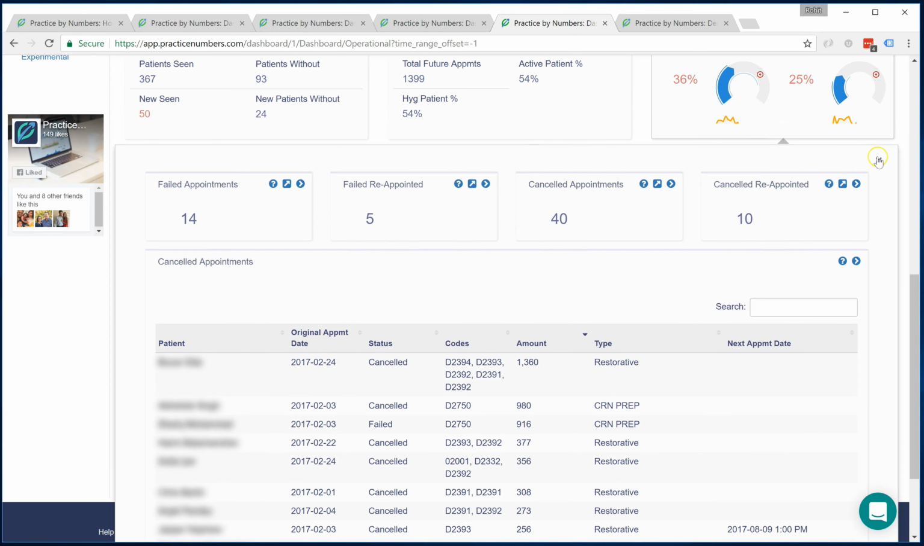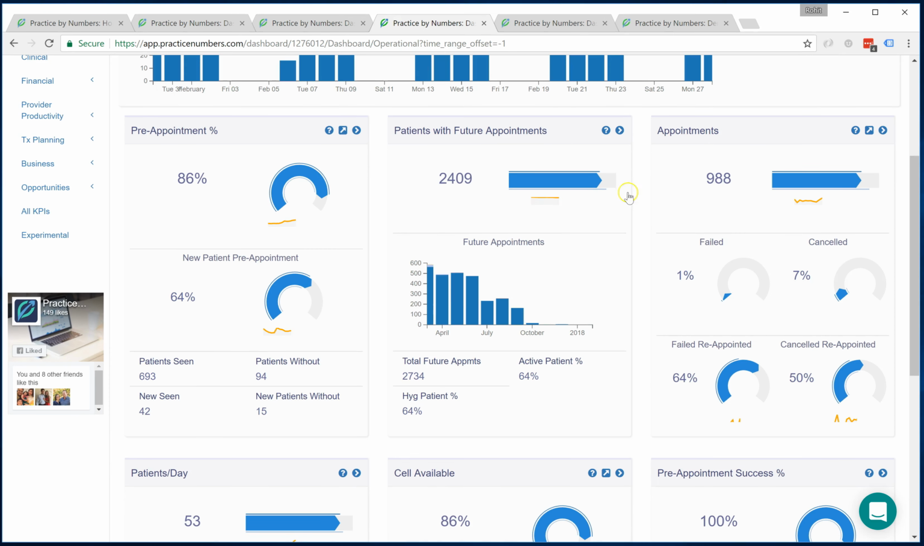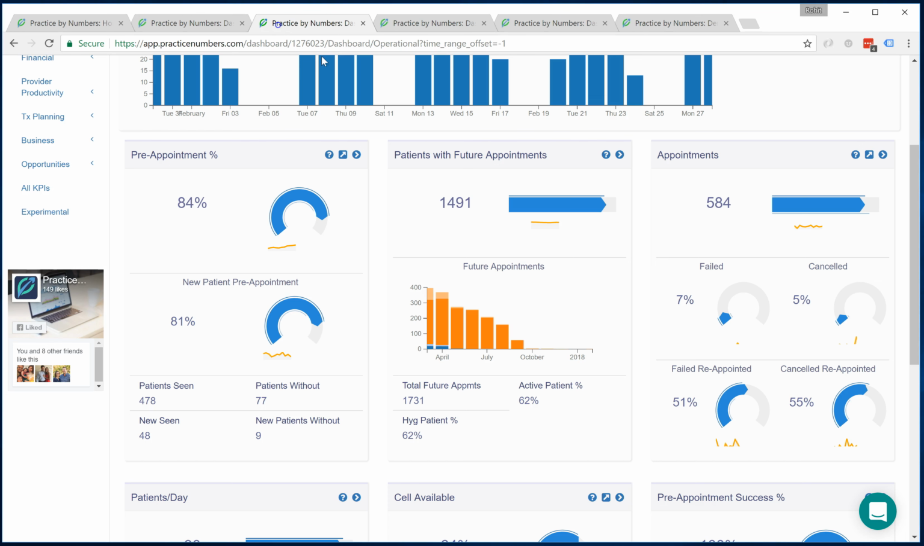Let's look at a different office. If I go in here, this office has 988 appointments, and 1% are failed and 7% are canceled. Now they have their failed appointment ratio very well under control, assuming they're marking it right. And kudos to them, they're also bringing 64% of those failed appointments back into the office to get them back on the books. Let's look at a third office right here.